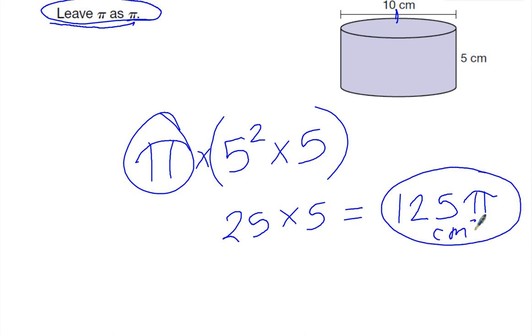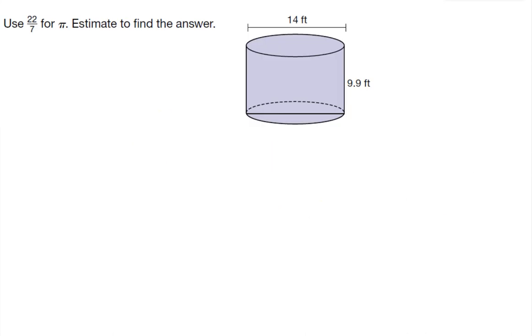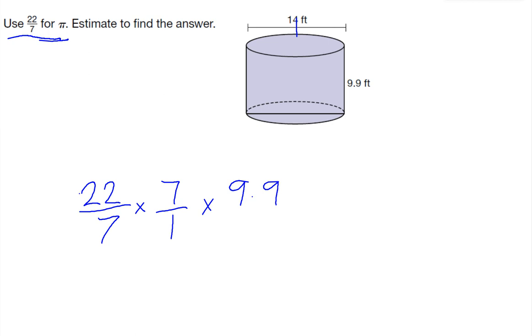centimeters cubed. Okay? You also might be asked to use 22/7 for pi. Usually that's because you will be able to cancel it. So on this one, when we set it up, it would be pi, which is 22/7, times the radius, which is 7 over 1, times the height, 9.9. Okay, so in this case, the 7s are going to cancel. So I end up with 22 times 9.9. Okay? I'm going to leave that for you to finish answering.